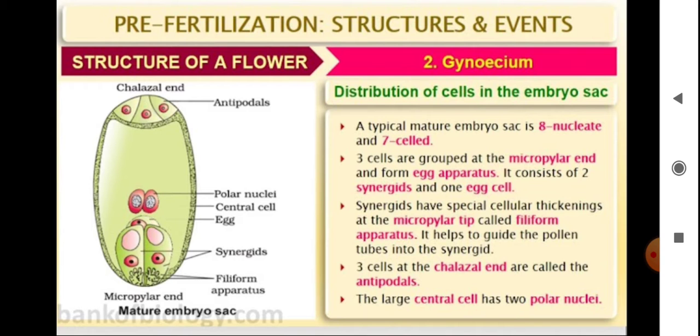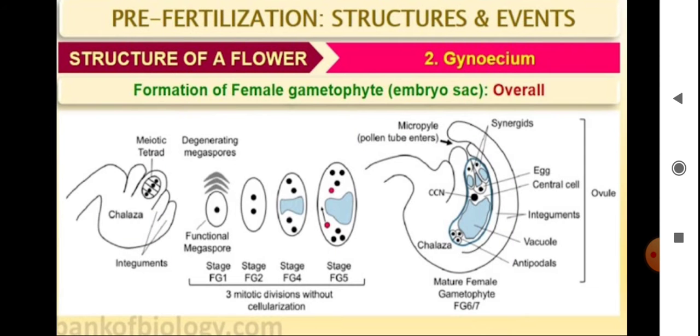And the 3 cells at the chalazal end are called the antipodals. The large central cell has 2 polar nuclei. So overall, see how it looks. They undergo meiosis and the 4 cells are formed. In them, only 1 spore remains. The remaining 3 vanish, means they get degenerated.